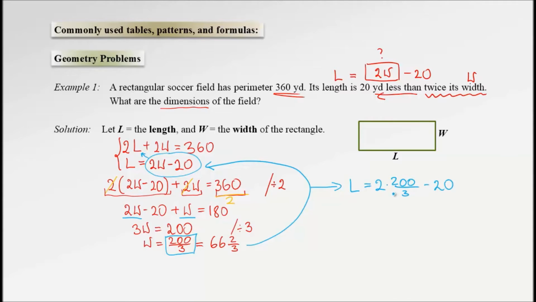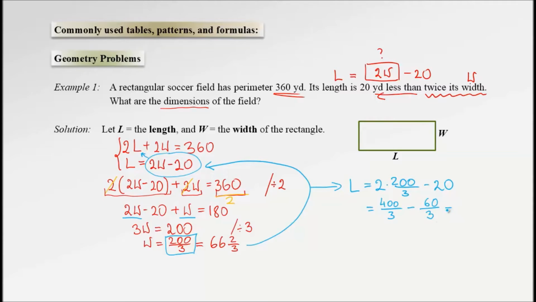So we have a bit of calculations and fractions. 2 times 200 over 3 is 400 over 3, because when we multiply a fraction by a number, the number goes into the numerator. And then minus 20. Since I want to combine these two fractions, I want this 20 to have denominator 3, which means instead of 20, I will actually have 60 in the numerator, because 60 over 3 is 20.